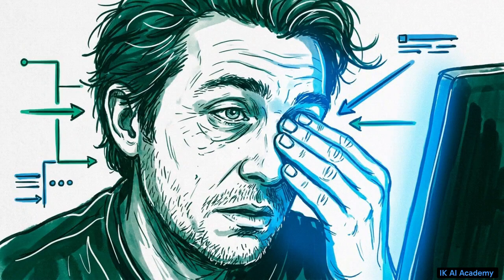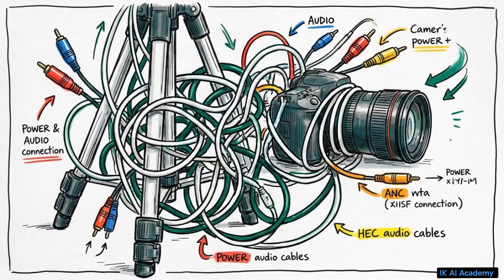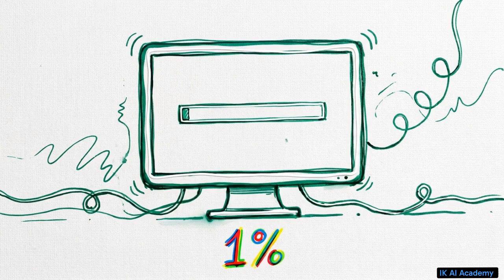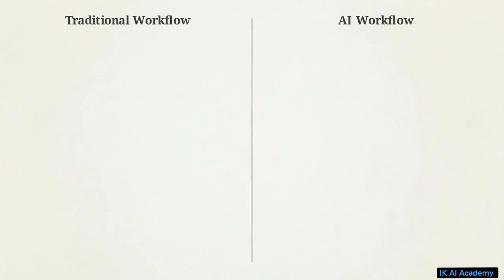Producing a single YouTube video used to be a grueling, multi-hour grind. You had to research, write, set up cameras, record, and edit before seeing a final cut. Today, we can compress that entire timeline into a matter of minutes. This flowchart breaks down the difference.